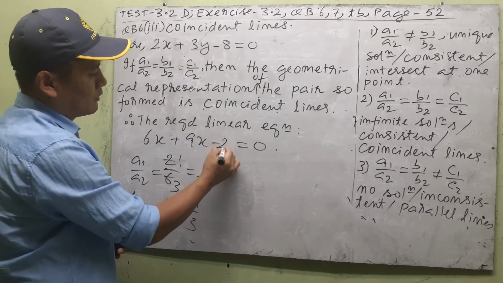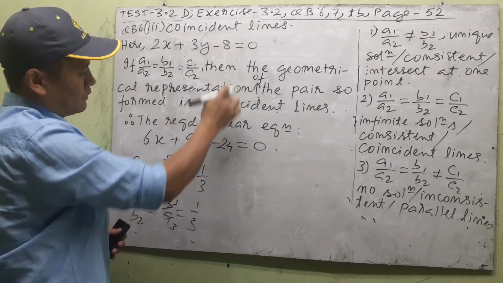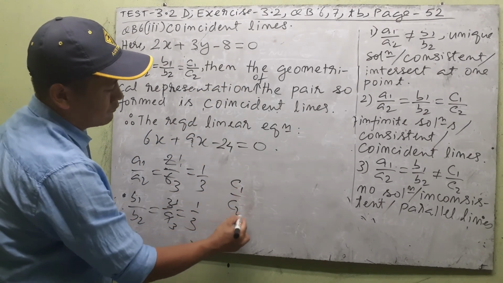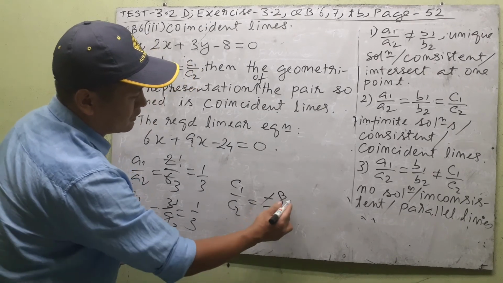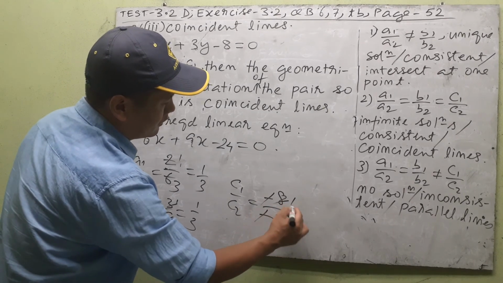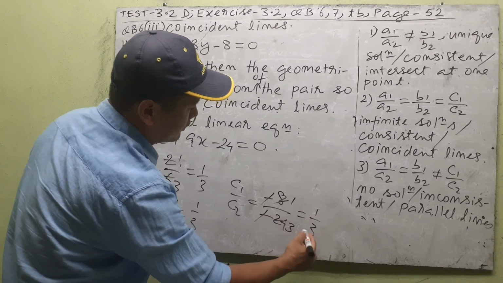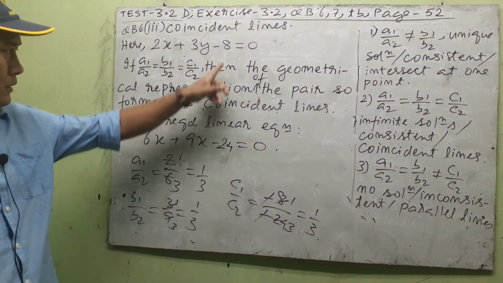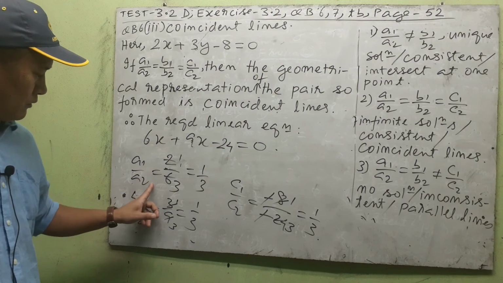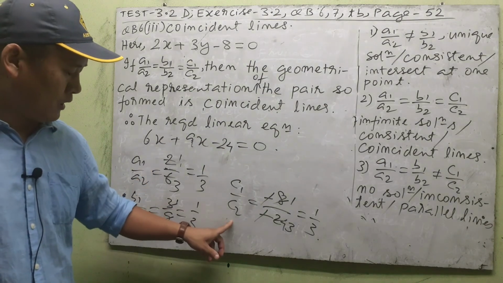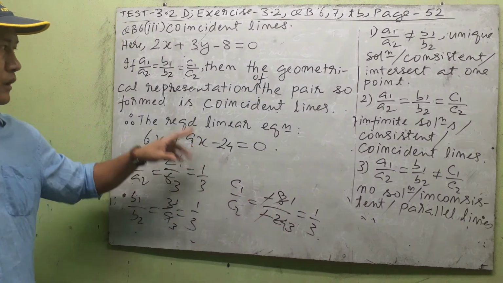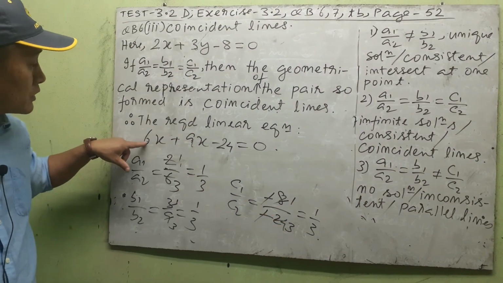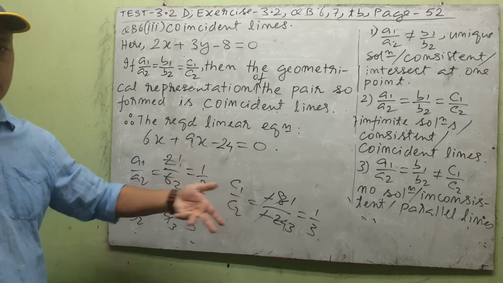So I put here 24. 8 threes are 24, so C1 by C2 will be minus 8 by minus 24. So minus minus cancel, 8 ones are 8, 1 by 3. So only when it is like this will A1 by A2, B1 by B2, C1 by C2 be equal: 1 by 3, 1 by 3, 1 by 3. I'm taking according to my convenience. Now if you change this number, these things will also change. You can do that also.